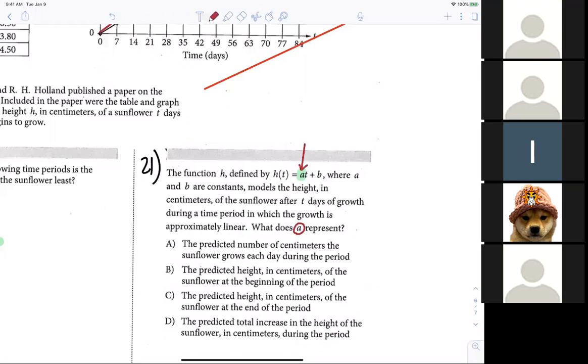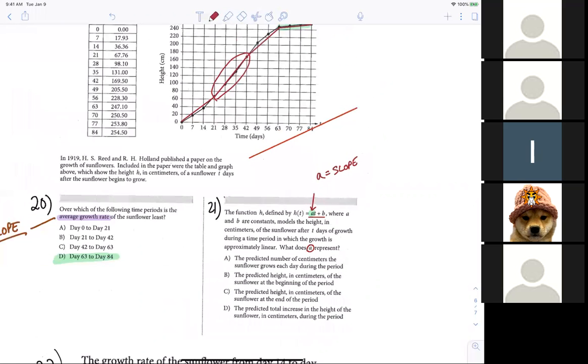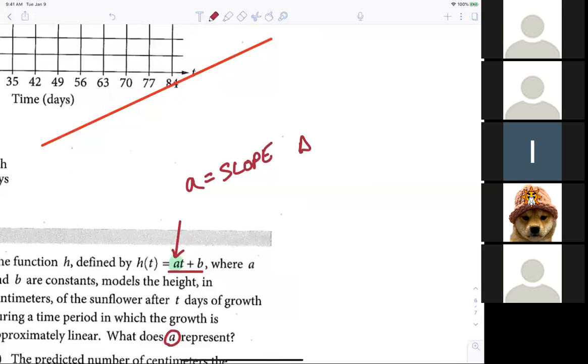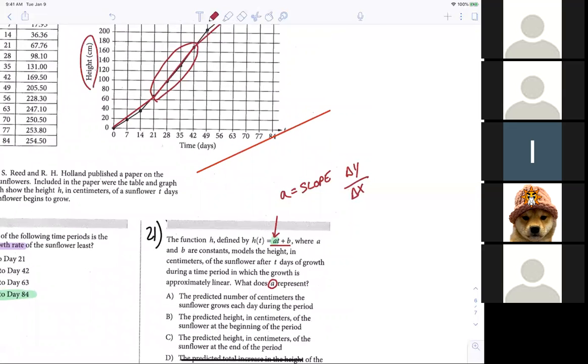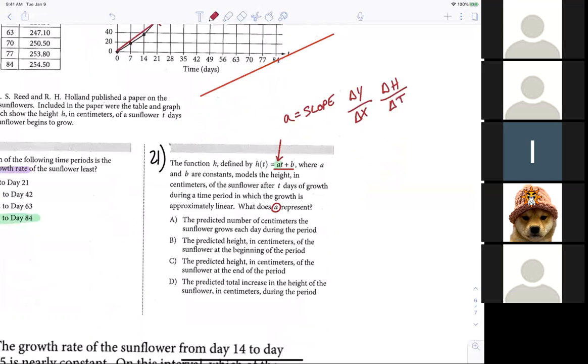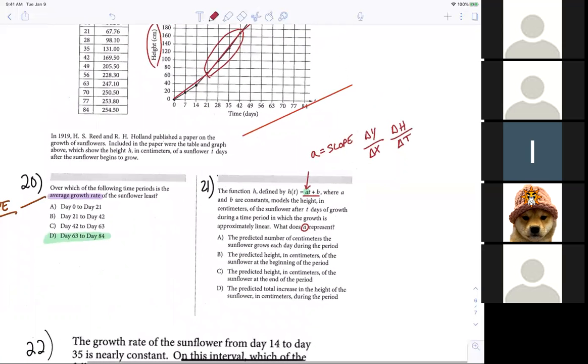Does everybody see my A in reference to the line, right? Yes. A is the slope, right? Because this is linear, okay? Now the slope is, don't forget, the change in y over the change in x. So over here, the y value is what? Height. So that would be the change in height over the change in what? Time. Right? So let's read them.